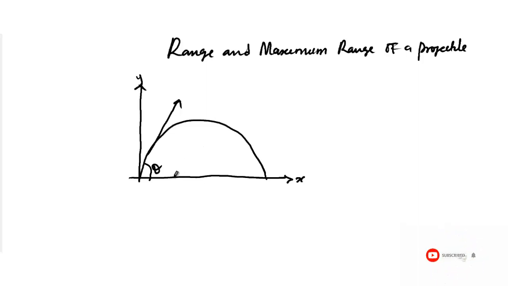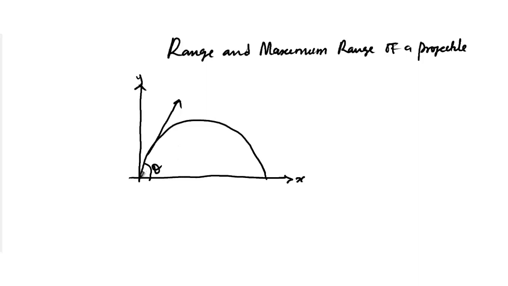All right, so in this video, we want to determine the range and maximum range of a projectile. Now, the first thing we need to understand is, what is range? Range basically is the same thing as the horizontal displacement. In some cases, we call it horizontal distance from the point of projection to the point where the projectile hits its plane again. In one of the previous videos, I explained some other parameters.